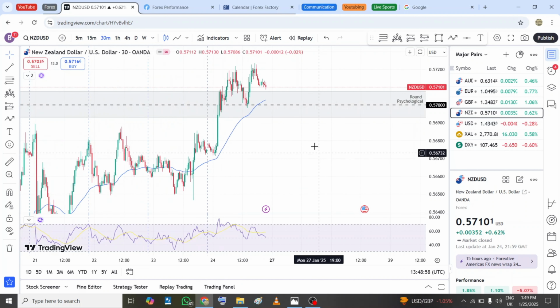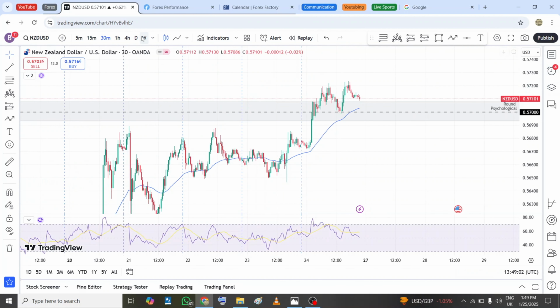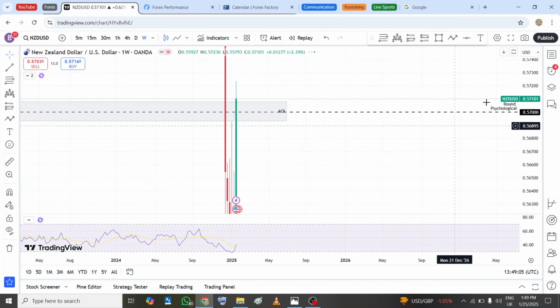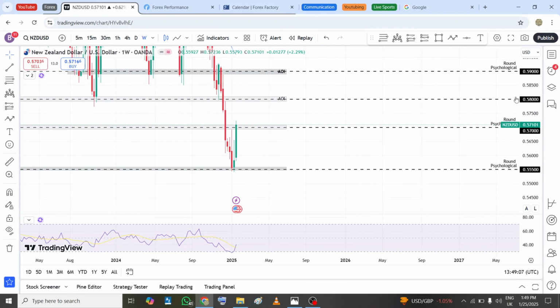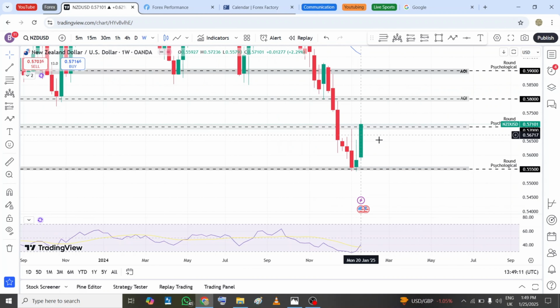NZDUSD is mostly similar to AUDUSD, but let's still go through. As you can see, it's the same thing over here. They're all identical. Big bullish, and then we'll look for retracements and then buy. Okay. So let's go straight to the daily.